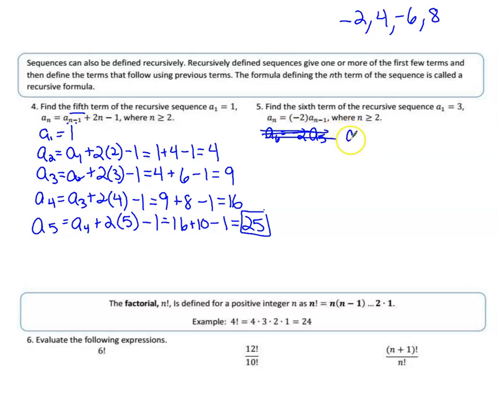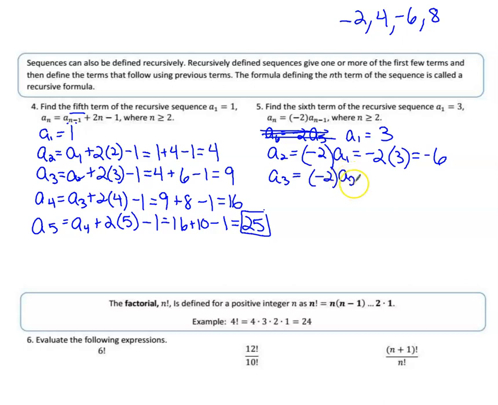So we have to start with the first term, and the first term was 3. Then the second term is going to be negative 2 times a sub n minus 1, which means the previous term. So a sub 2 minus 1 is 1. So it is just negative 2 times what our previous term was, which was 3. So that's negative 6. So a sub 3 is negative 2 times a sub n minus 1, which would be a sub 2, which is negative 6. So it's negative 2 times negative 6, which would be 12.